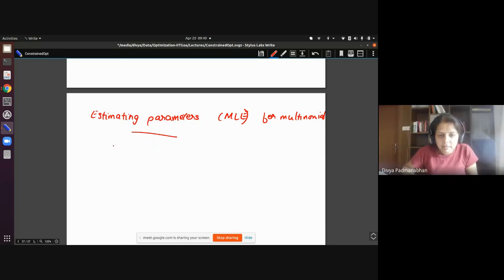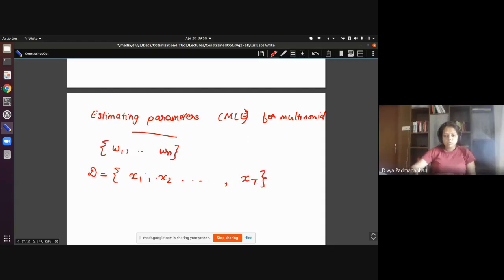Let me say that there are some W1 to Wn. These are the words in my vocabulary, and my document, which I'll call the sample, has words like this: x1, x2, and so on, up to xt. These are the words that appear in my document, and I'm assuming they show up independently. I take a document and look at all the words that appear in it. So x1 to xt contains these words, W1 to Wn, and nothing more.